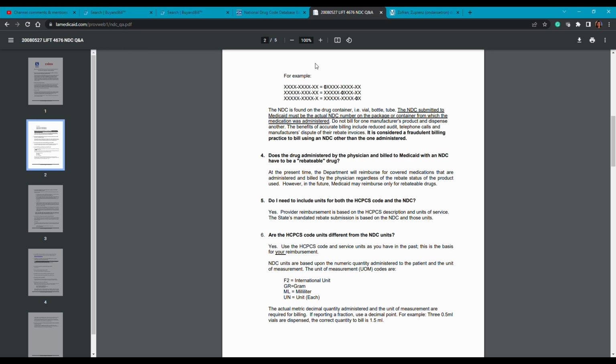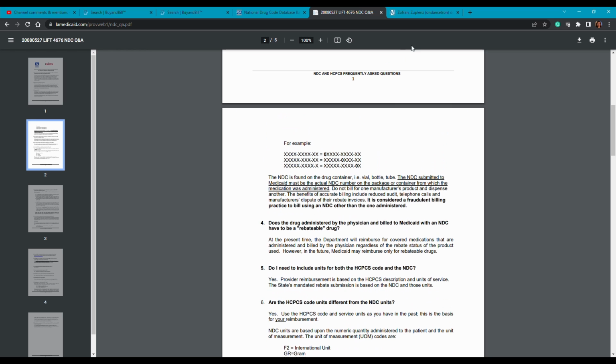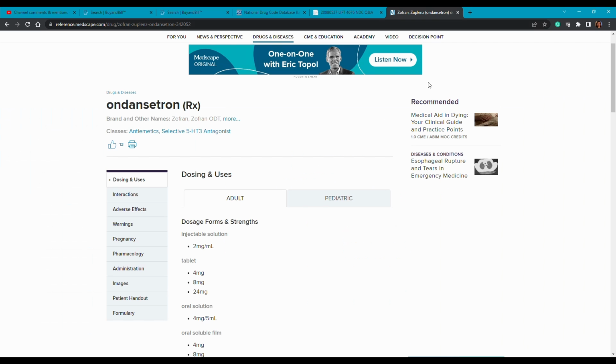And so my example that I'm going to do today is going to be for Zofran or ondansetron. So here's ondansetron. This is just the basics of the injectable medication. I'm not doing the ODT or the oral. This is just for the injectable solution. So the injectable solution is 2 milligrams per milliliter. So that means for every milliliter, you are getting a dose of 2 milligrams of the drug.